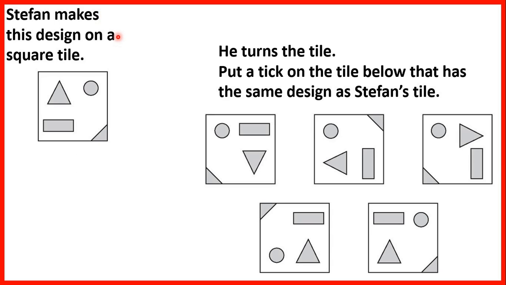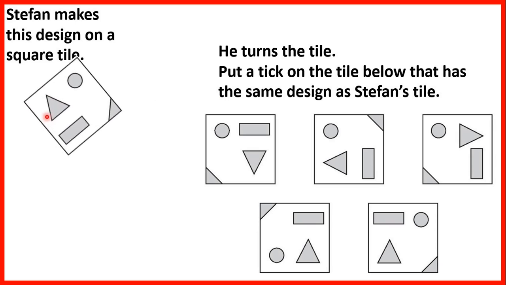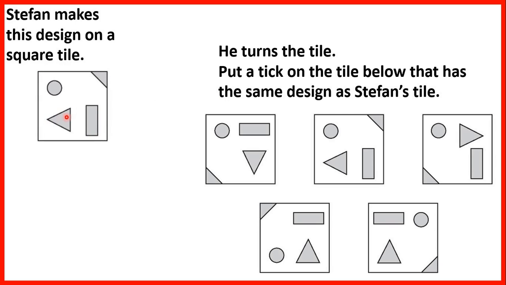Stefan makes this design on a square tile. He turns the tile. Put a tick on the tile below that has the same design as Stefan's tile. So if we rotate his tile a quarter turn anti-clockwise, we can see that it now looks exactly the same as this tile here. So that's our answer.